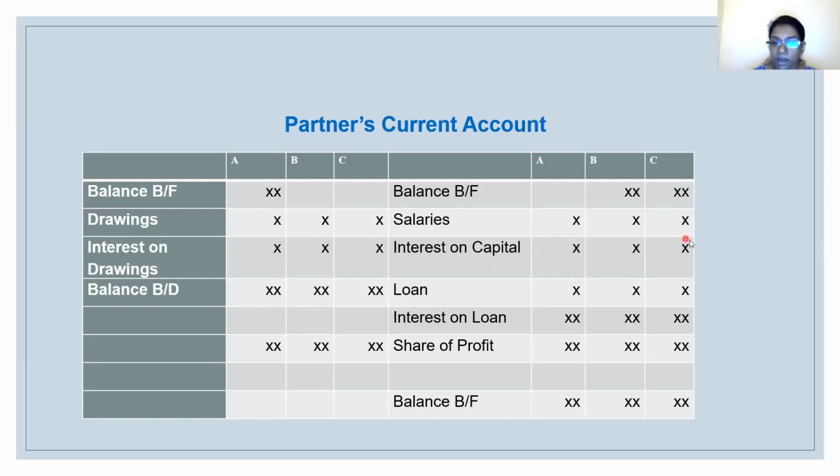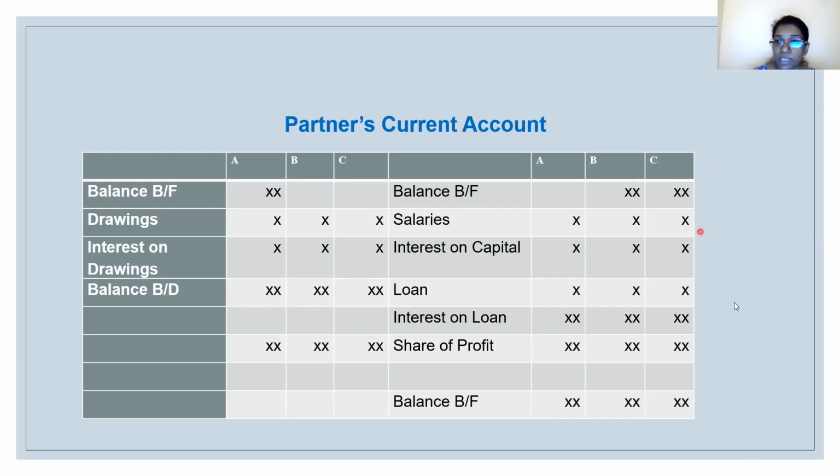to the partner's account. Then if they have provided a loan for the business, they are entitled to loan interest. This loan interest we also debit to the loan interest account and credit to the partner's account, because these are things that partners have the right to earn from the business. Then the share of profit is also debited to the profit appropriation account, and we credit it to the current account.